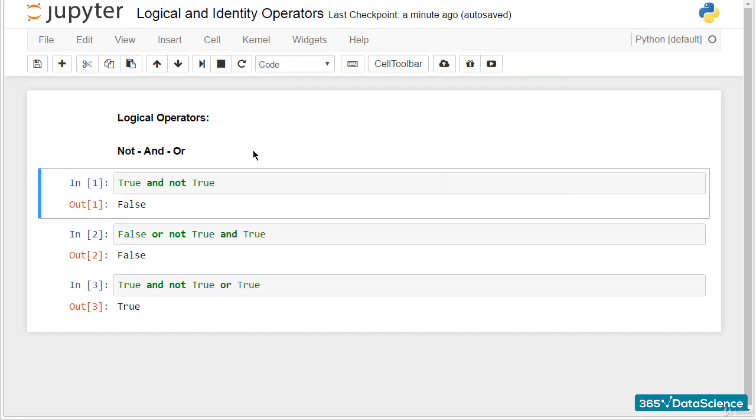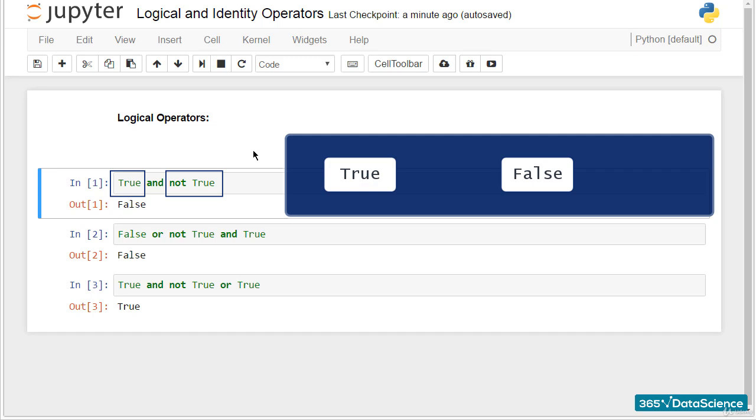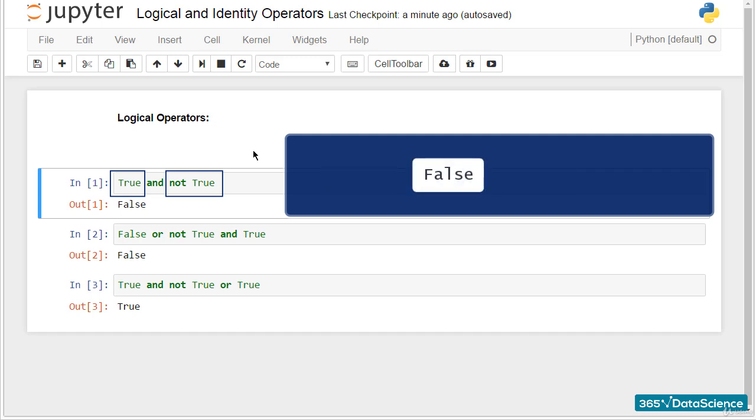In the command true and not true, we should first consider what the operator not will do. It will be applied to the value true, and not true means false. Therefore, what's written in this cell must be interpreted as true and false. Now, the remaining operator and can be applied. True and false leads us to false. The answer is correct, false.